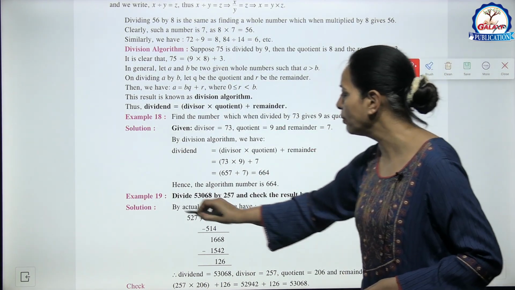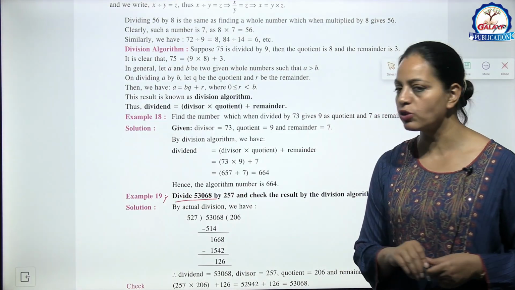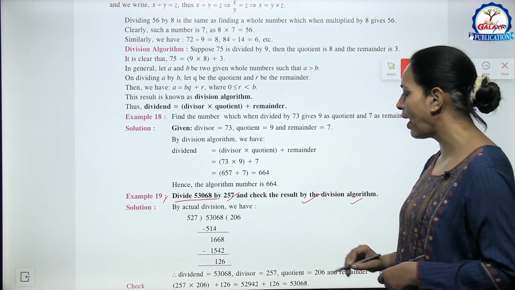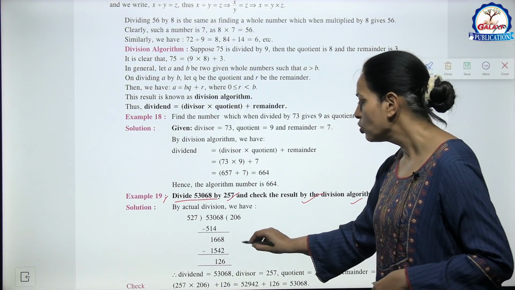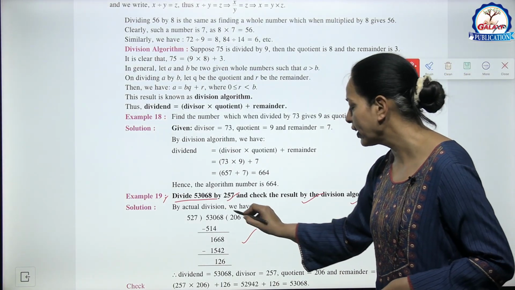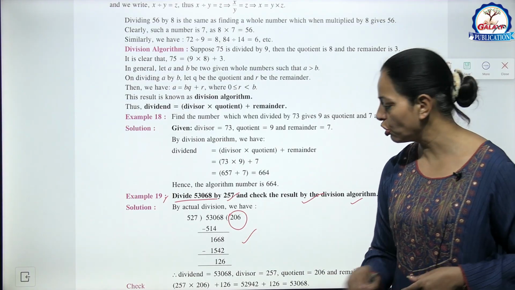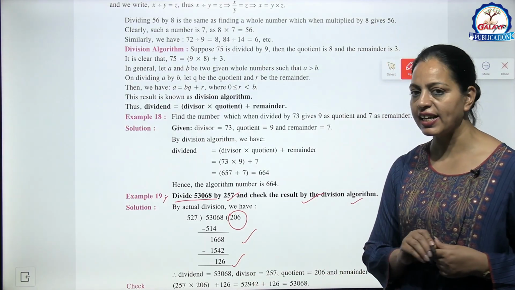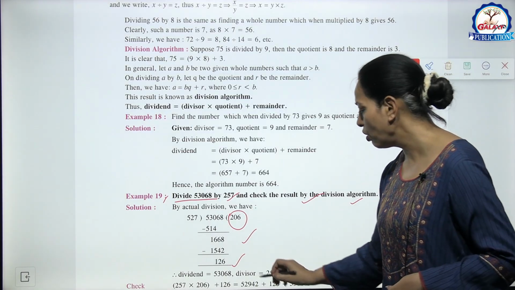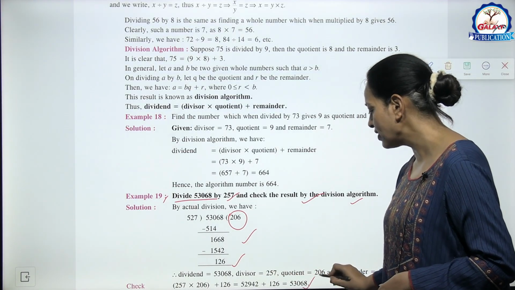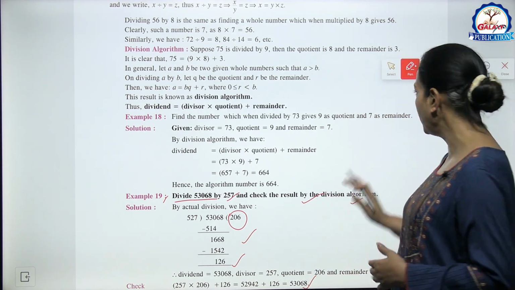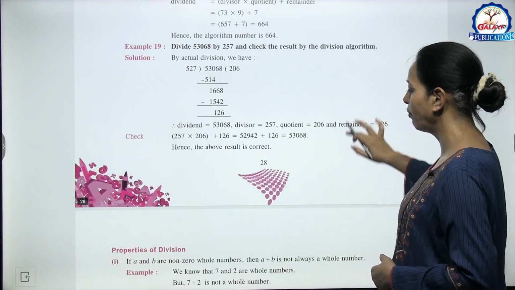664. Now example 19, divide 53,068 by 257 and check the result by the division algorithm. So now what to do? Divide it. You know very well how to divide. So we are getting 206 as the quotient and 126 as the remainder. Now check the answer. Dividend equals divisor into quotient plus remainder. Just substitute the values. We are getting the same number. It means we have done it right.